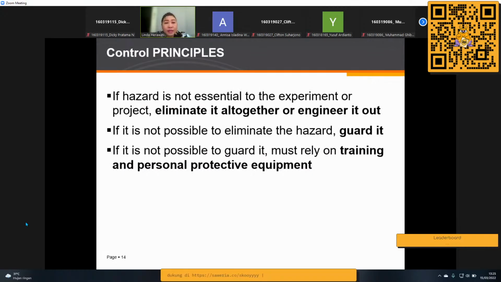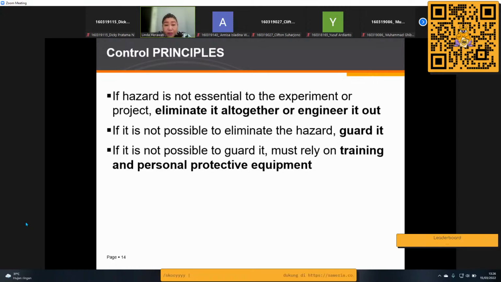And then this is the control principle for mechanical hazards. If the hazard is not essential to the experiment or project, you have to eliminate it altogether or engineer it out. It means you have to redesign. If it is not possible to eliminate the hazard, you have to guard it. This is the main idea of how to guard when you cannot redesign your machine.